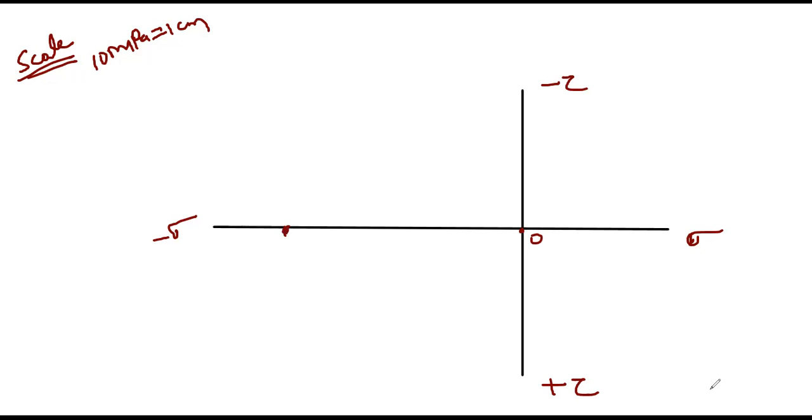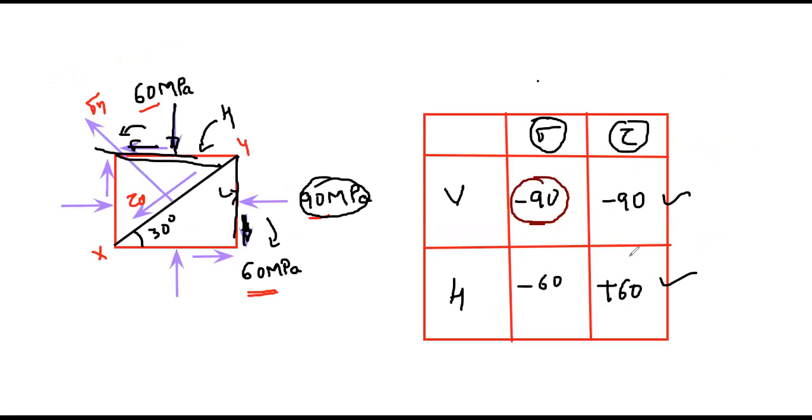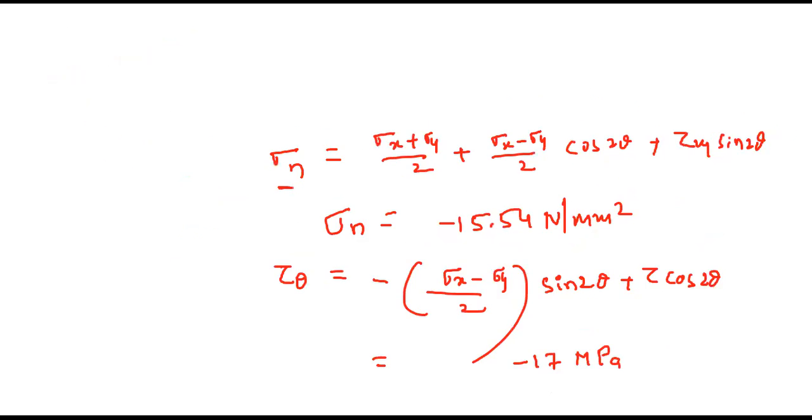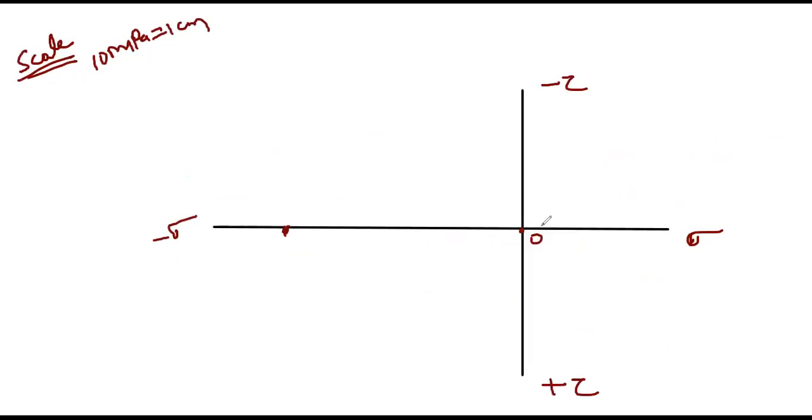Then in the tau axis, we have minus 90 here. Sorry, it should be minus 60, I think. It should be minus 60 because here it is 60, right? So here we will get minus 60. So from here, minus 60, somewhere here we get, this is our vertical plane.